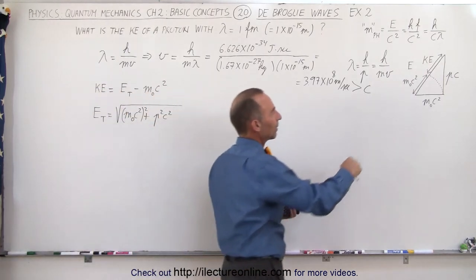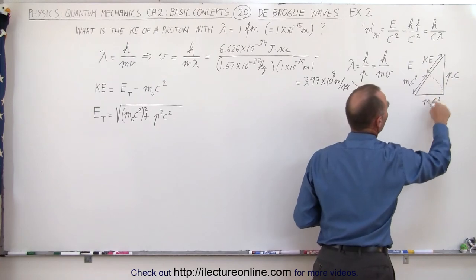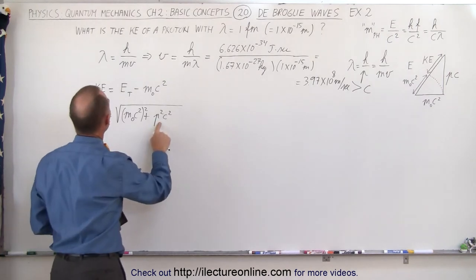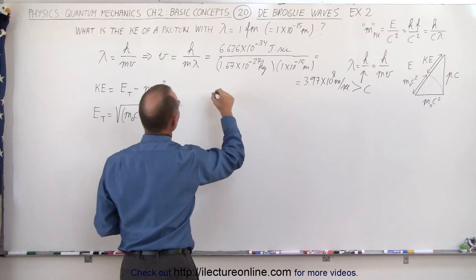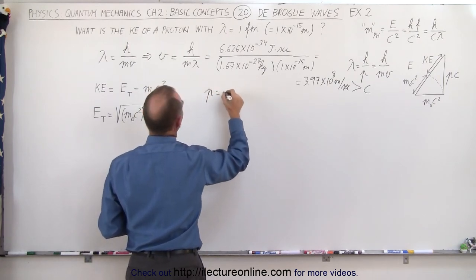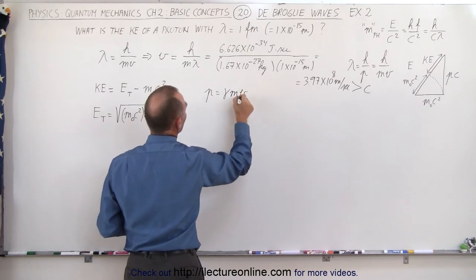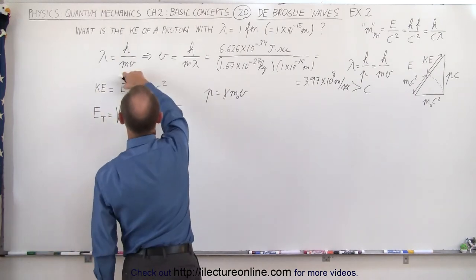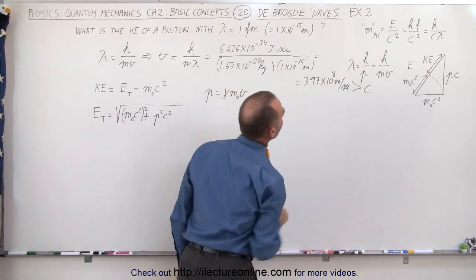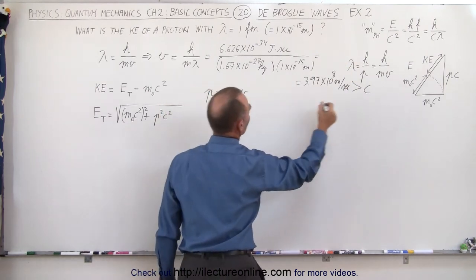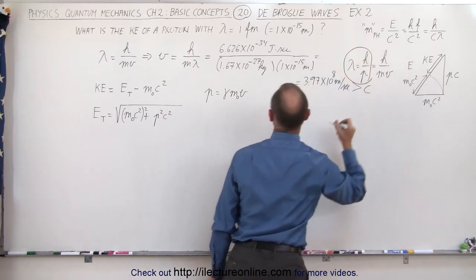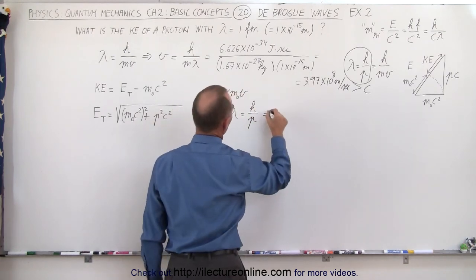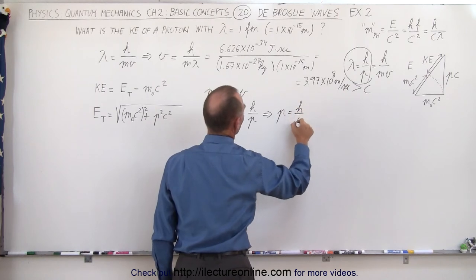In other words, the hypotenuse is equal to the square root of the sum of the squares of the two sides. Now, we're going to relate the momentum of the particle to the wavelength. Remember that we can say that the momentum is equal to gamma m v, and this would be the rest mass, but of course we have to take into account gamma. Or we can also say that the wavelength of the particle, lambda, is equal to h over the momentum. Or we could say that the momentum is equal to h over lambda.